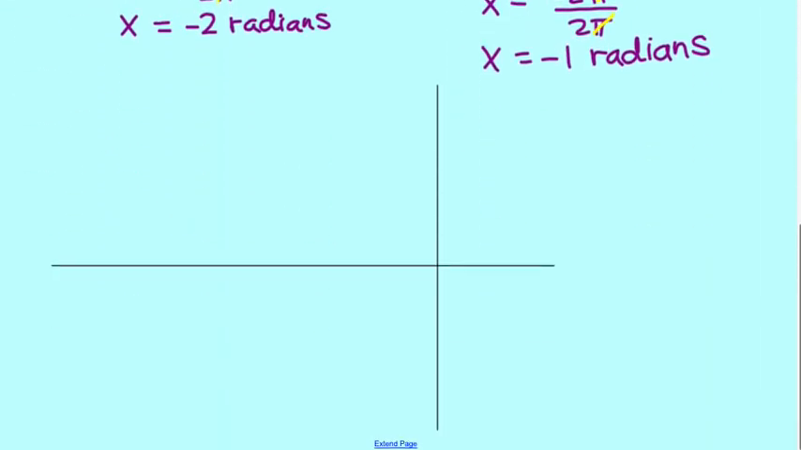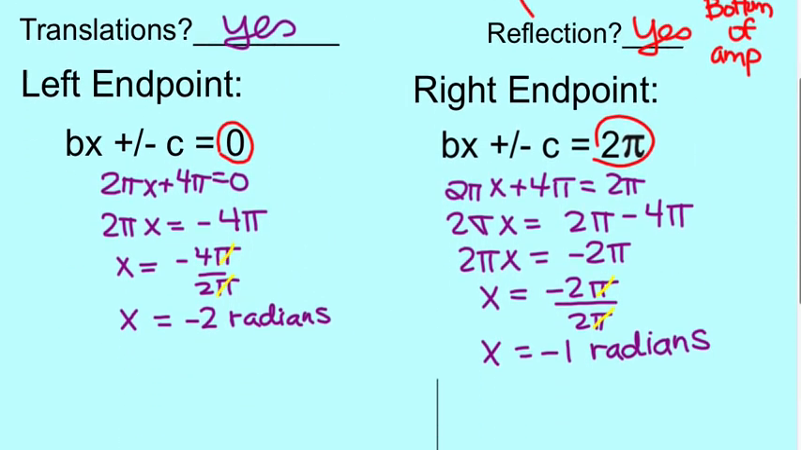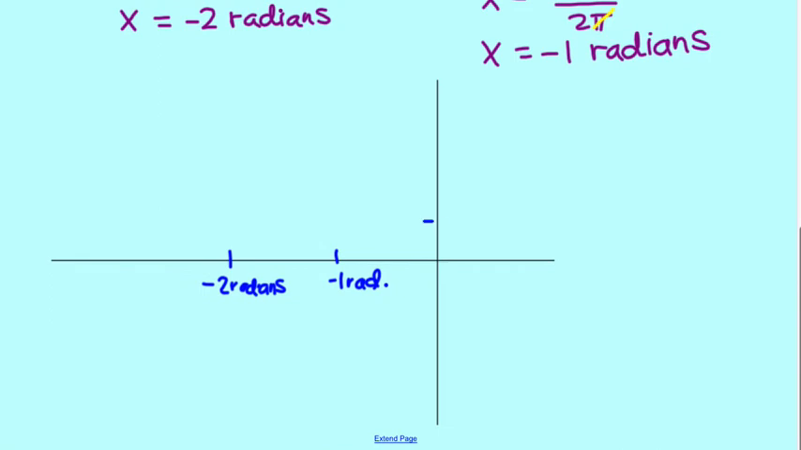All right. So where we start on the x-axis, here's -2 radians. That's our left end point. And we're going to stop at -1 radians. Our amplitude is 3. So we're going to go up 1, 2, 3, and down 1, 2, 3. And then here is 0.